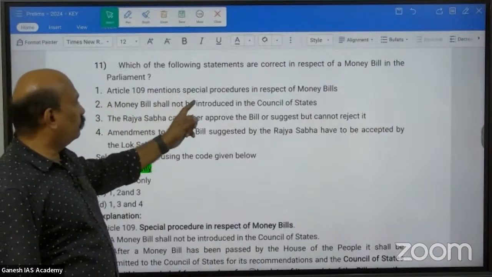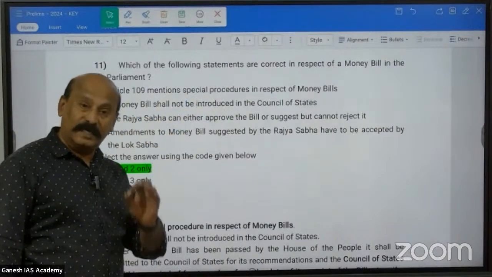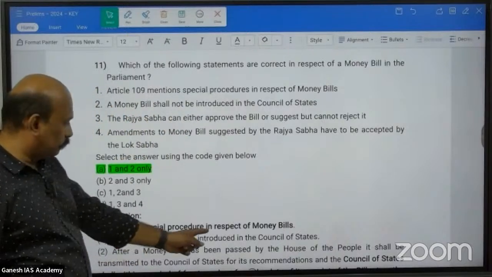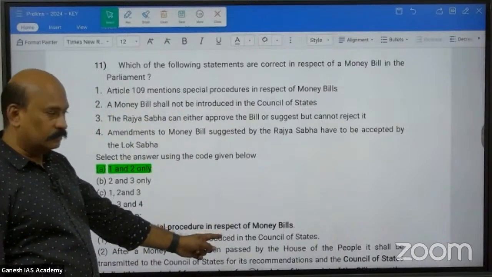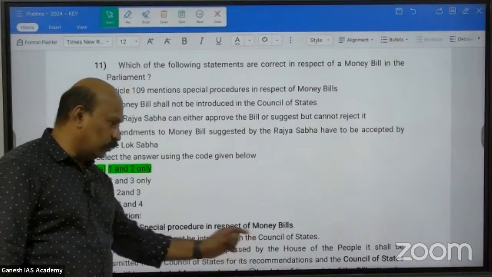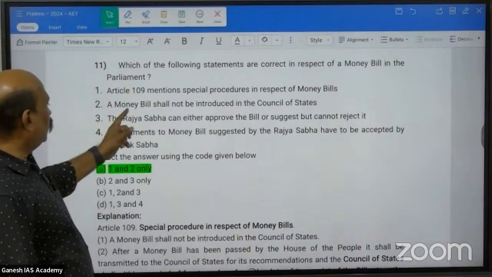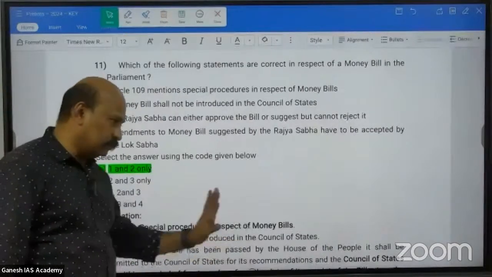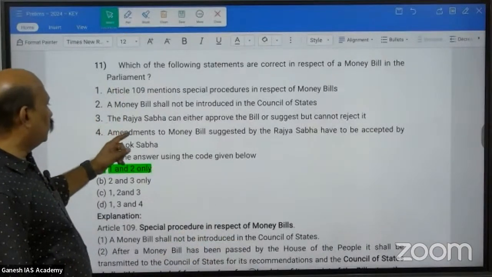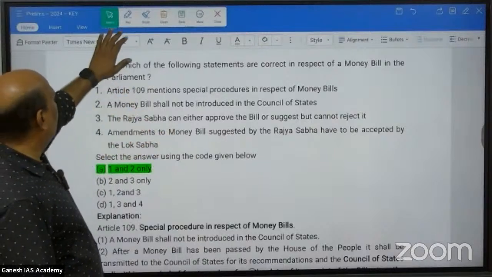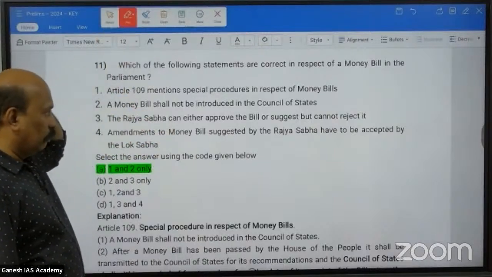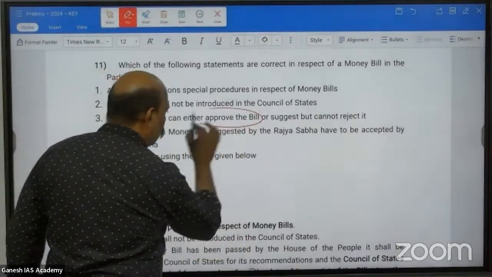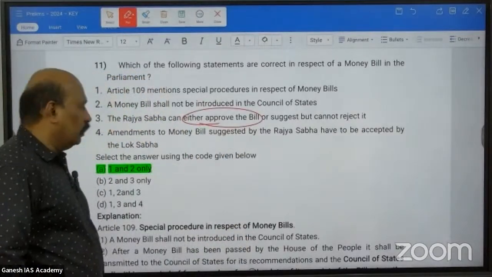Article 109 mentions special procedures in respect of money bill. The title of Article 109 is this. See here, the title of Article 109. A money bill shall not be introduced in the Council of States. Clause 1. The Rajya Sabha can either approve the bill or suggest, but cannot reject it. This is not mentioned in the Constitution.